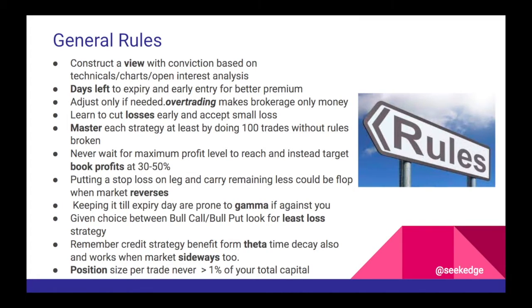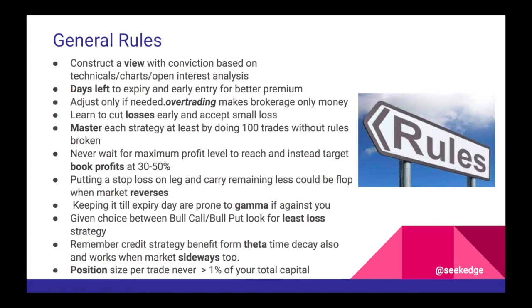So the next point is, book the profit whenever possible. Don't wait for the last day or for the maximum profit potential to be reached. That is how it works with option strategies. You have to book the profit at 30 to 50% and then take a fresh trade for the next expiry.